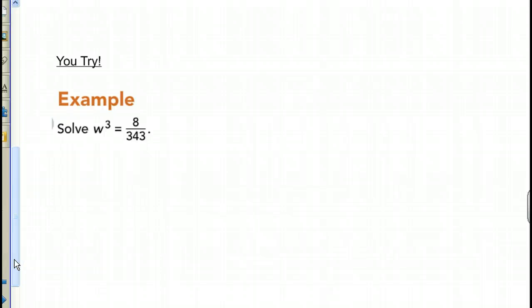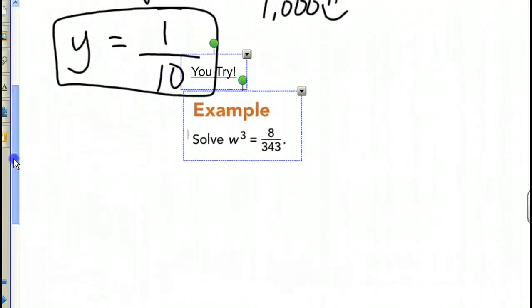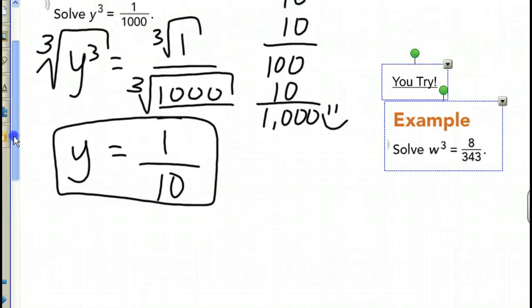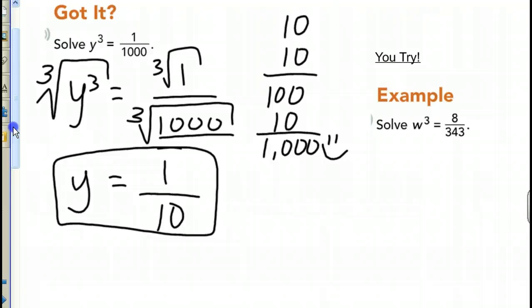All right, right next to that, why don't you go ahead and try this one, and I'll show you where I want it. Let's just put it right up here, right next to it. You try w cubed equals 8 over 343. Show your work. Take the cube root of the top and the bottom. Pause here, see if you're right.